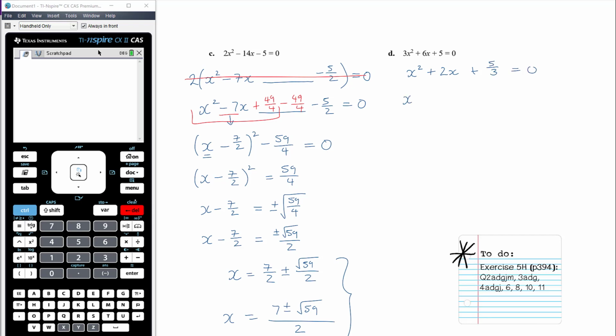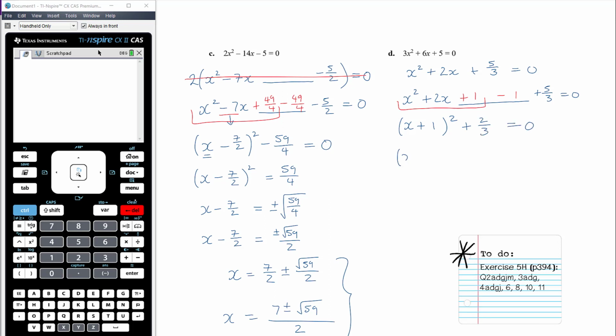Okay, perfect square, completing the square. So we want to halve and square. Okay, so half of 2 is 1, and squaring that gives us 1. And so taking away 1, there's the perfect square there. x plus 1 all squared, minus 1 plus 5 on 3. So that's negative 3 on 3 plus 5 on 3, so plus 2 on 3.